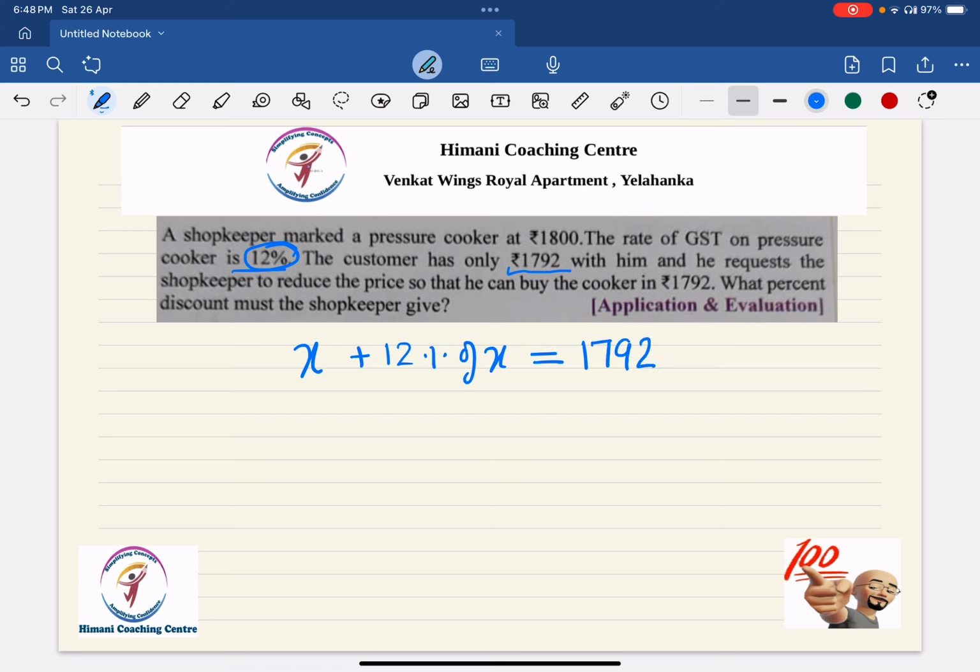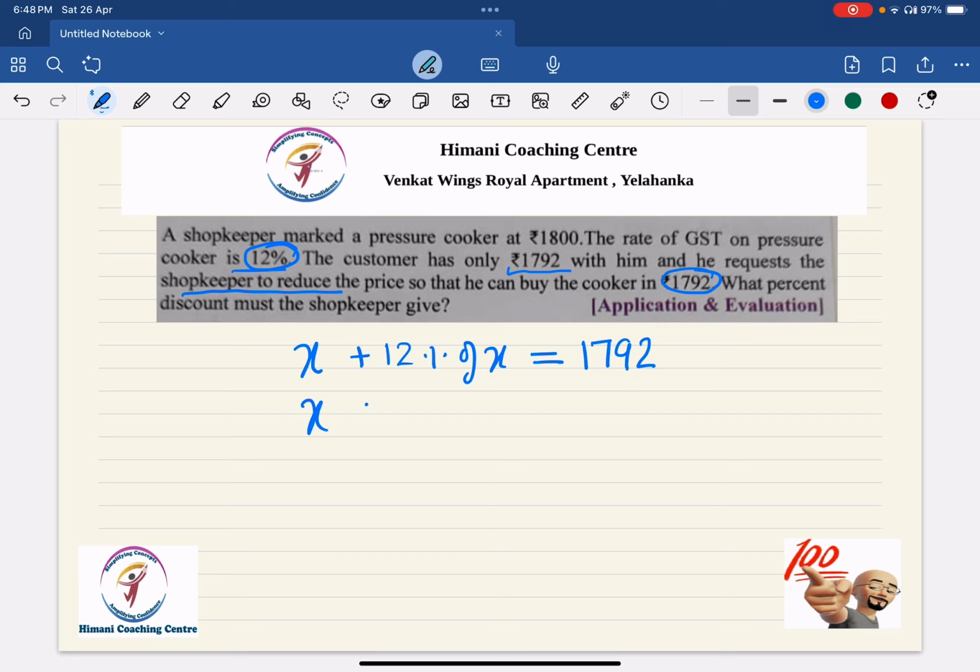Okay. Why are we doing this? Because the customer has requested the shopkeeper that he can pay only 1792 including GST. So we are saying, okay, let both of them agree that he is getting it at X rupees. Then the shopkeeper will charge 12% on X and the final bill would be 1792.